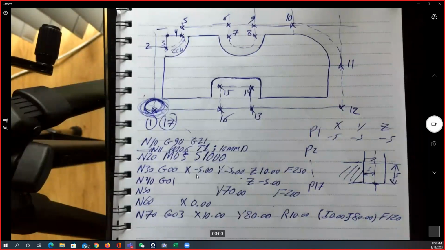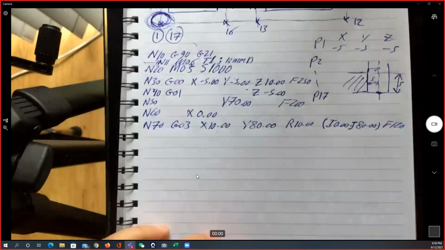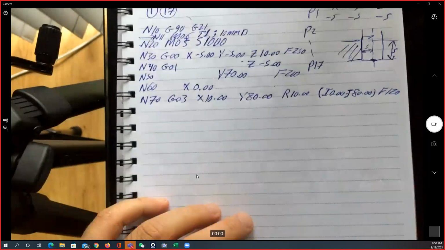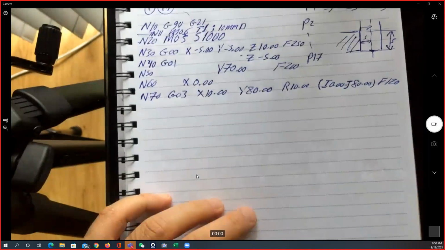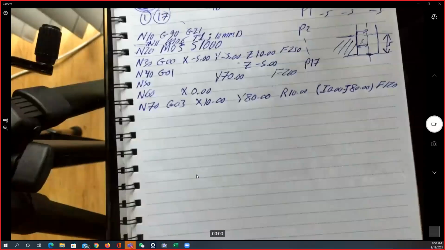Okay, so now we will continue with the rest of the code. I will write it down here. Unfortunately, to be able to see the sketch, I have a question. How do you know what number to use for the block number, and why did you choose N10 to start with? Okay, now, actually, I did that on purpose.